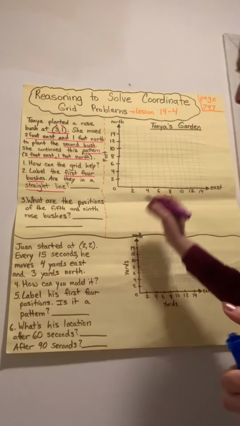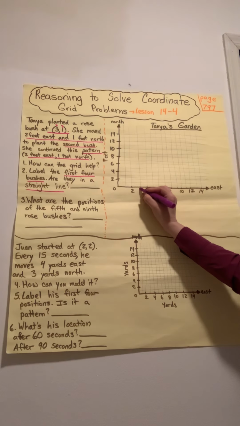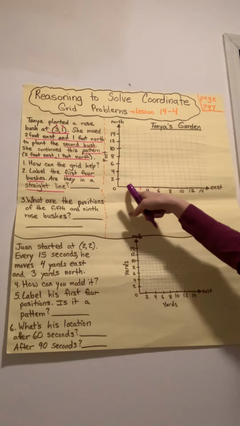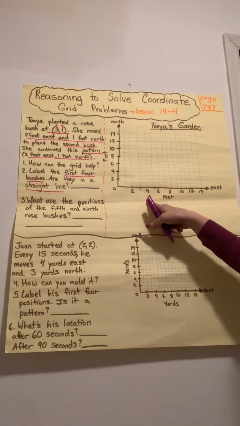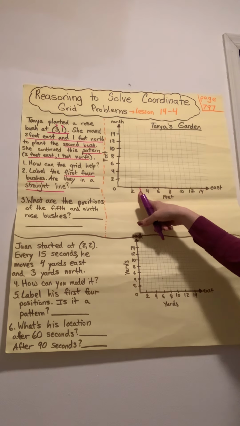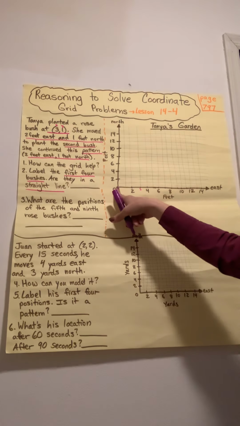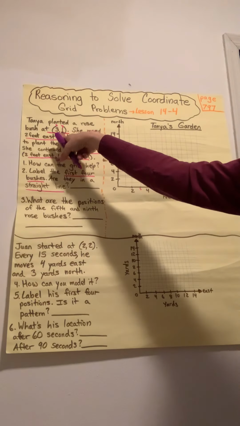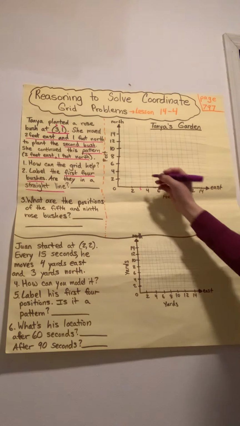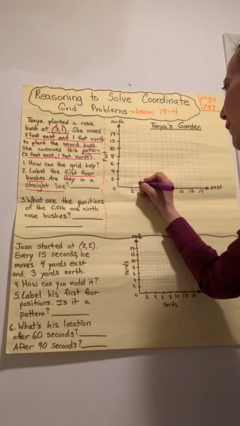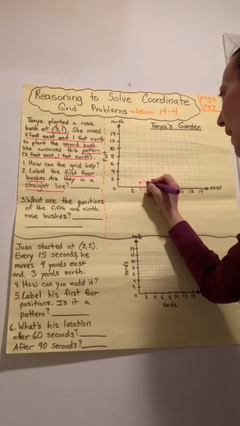So when I have 3-1, there's no 3 on my x-axis. I can label it if I want to, or I can just go, well, there's 2 and there's 4. The line in between must be 3. Same thing over here. Here's 0 and 2. I want to go to 1. This line must be 1. So here is my first rose bush at 3-1.